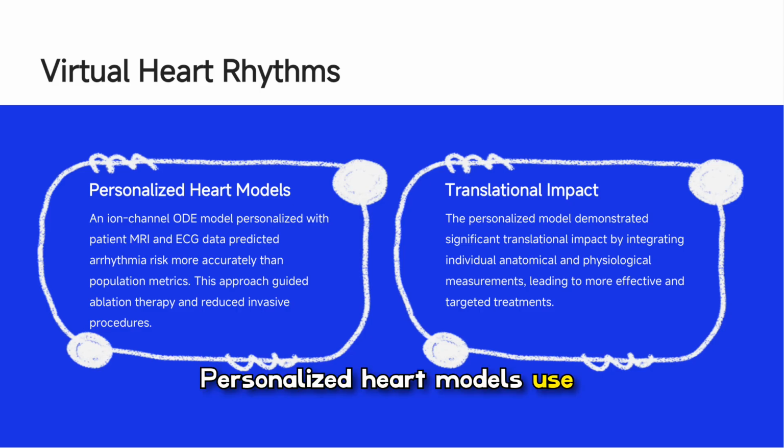Personalized heart models use ion channel equations informed by MRI and ECG data to predict arrhythmia risk more accurately than population metrics, guiding ablation strategies and reducing invasive procedures. By integrating anatomy and physiology, these models demonstrated clear translational impact and helped clinicians tailor interventions to individual patients.